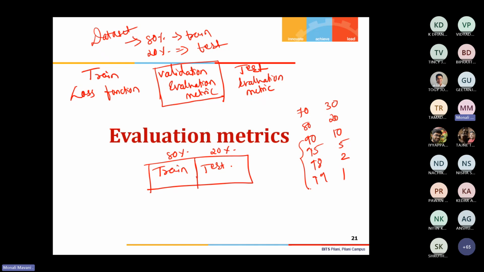Now we are dividing into train and test. During training, we consider the loss function. For a regression problem, what metric do we use for the loss function? We define a J of theta, some function we use there.